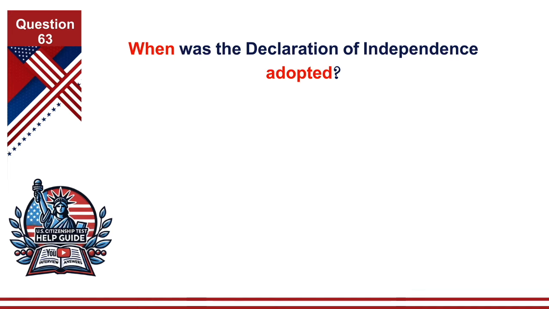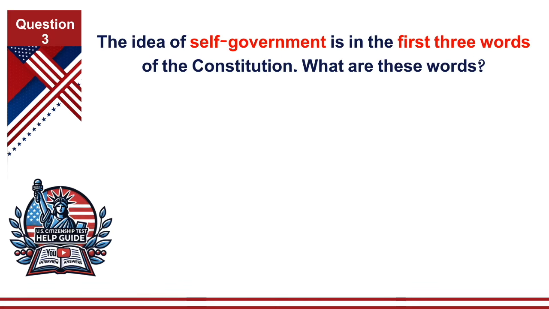When was the Declaration of Independence adopted? July 4th, 1776. The idea of self-government is in the first 3 words of the Constitution. What are these words? We the people.